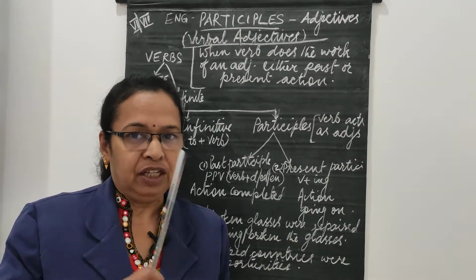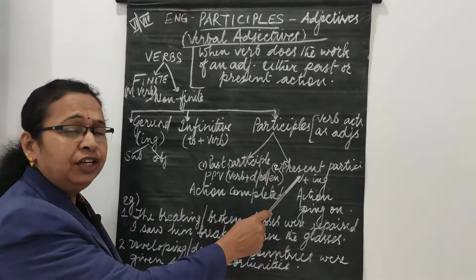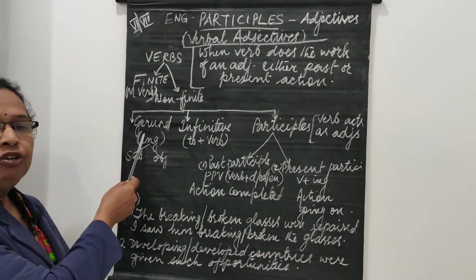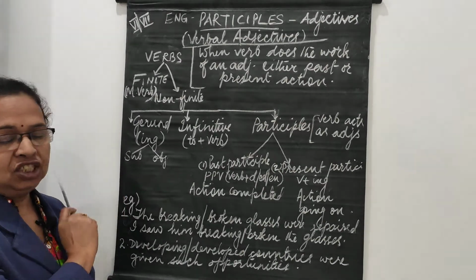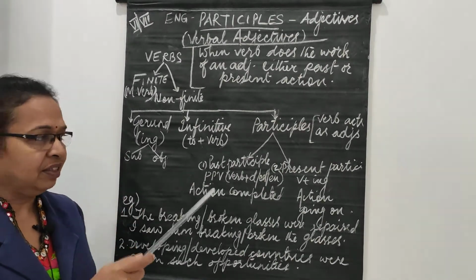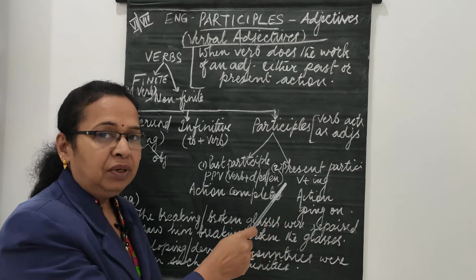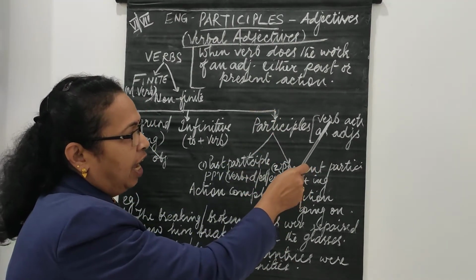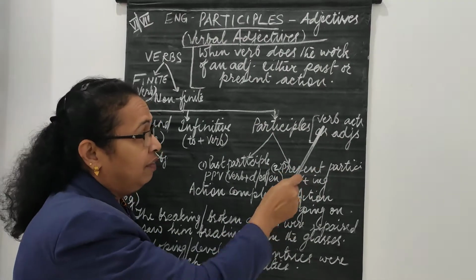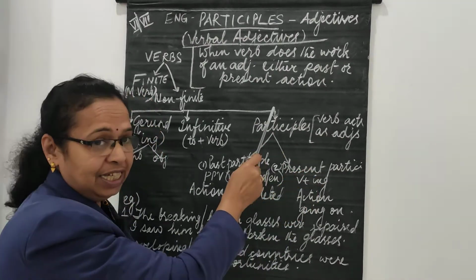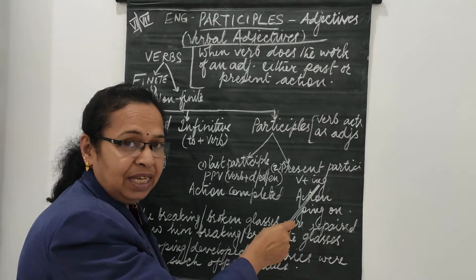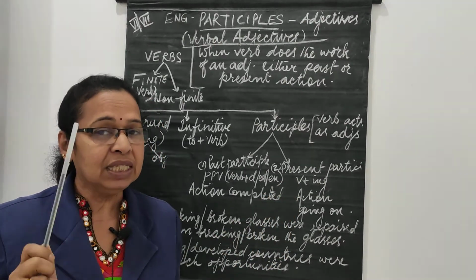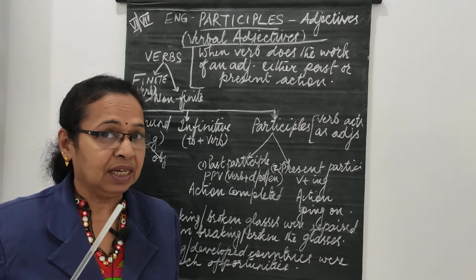Now look at the confusion. Here we are talking about a present participle, verb plus ing. Here we are talking about a gerund, verb plus ing. So what's the difference? A present participle is verb plus ing when it does the work of an adjective in a sentence. Adjective means describing a noun.